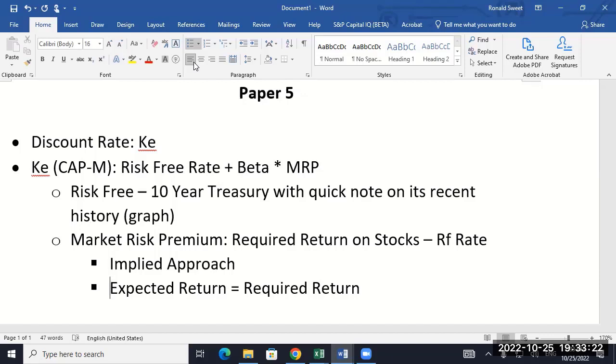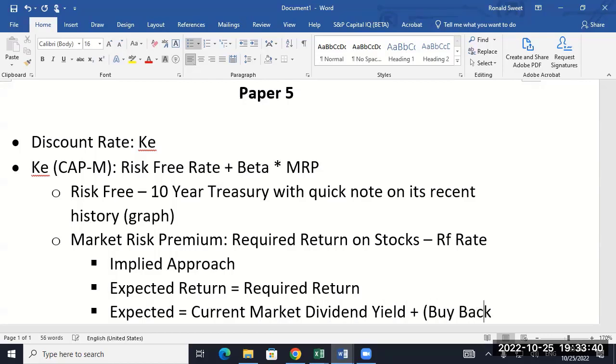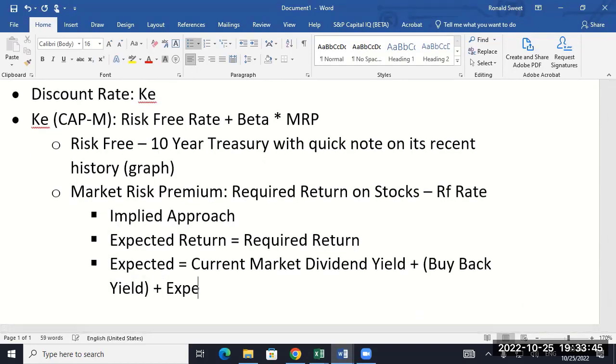And if you're not sure exactly, go look at some prior papers recently because they would have done it. You've got to put it in your own words still, but the expected return should equal the current market dividend yield, not your stock's dividend yield, but the market's dividend yield, plus maybe buybacks. We'll talk about that today. Plus expected earnings growth. The expected earnings growth is really important because you're probably going to need that in paper 6 for your terminal growth.